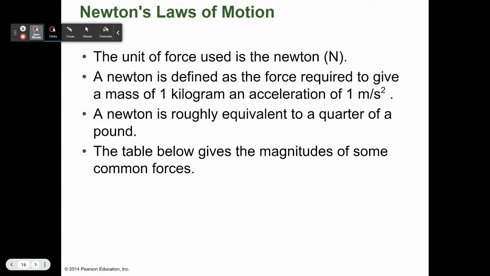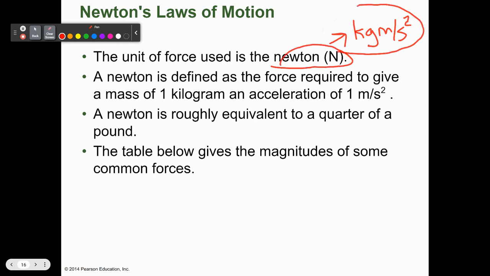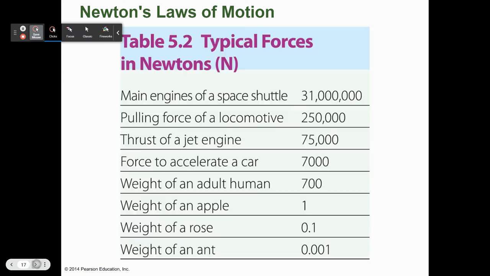The unit of force, obviously, is a Newton, which is a kilogram meter per second squared. So a Newton is a kilogram, because that's our mass, meter per second squared, which is our acceleration unit. So a Newton is a kilogram meter per second squared. Make sure you know that unit is equal to those units. And there are some typical Newton forces.